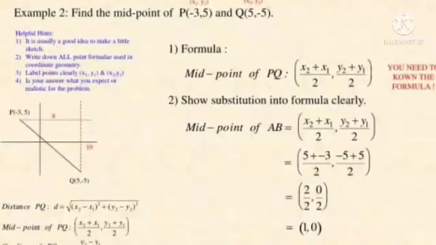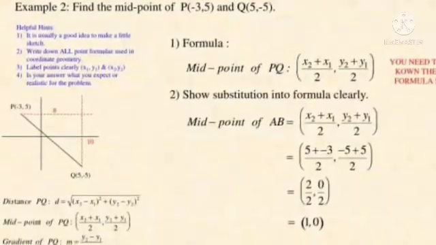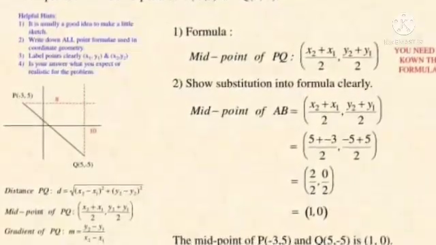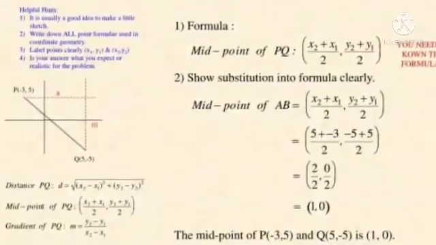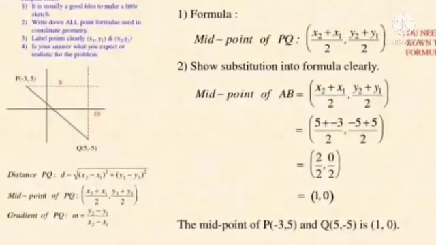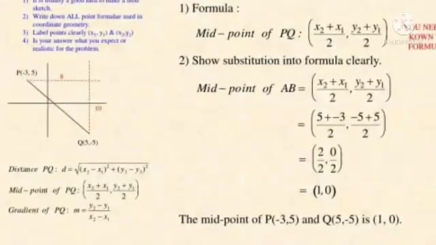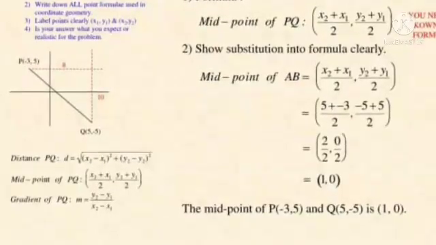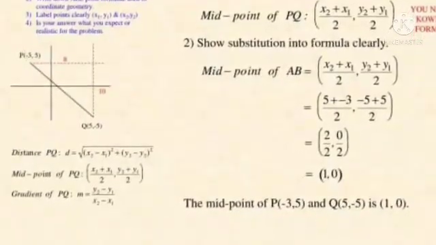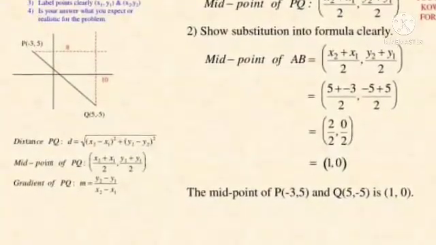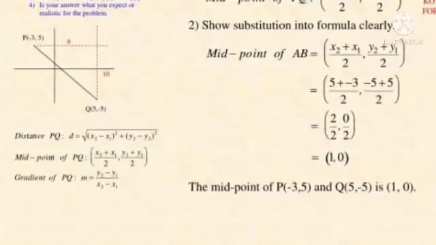Second one, find the midpoint of P (minus 3, 5) and Q (5, minus 5). Substitute the values in the formula, which is equal to (5 plus of minus 3) upon 2, (minus 5 plus 5) upon 2, which is equal to 2 upon 2, 0 upon 2. So it is equal to (1, 0). The midpoint of P (minus 3, 5) and Q (5, minus 5) is (1, 0).